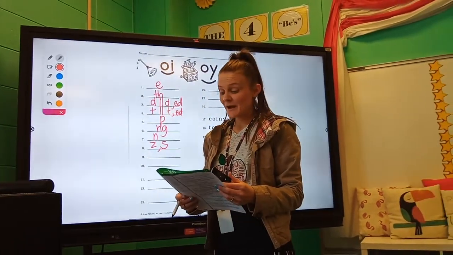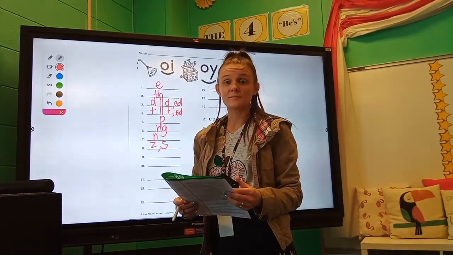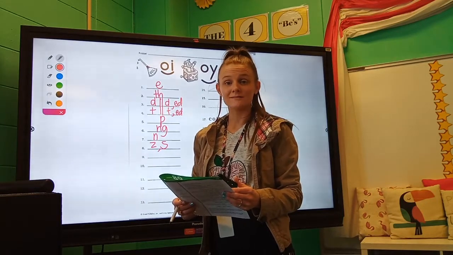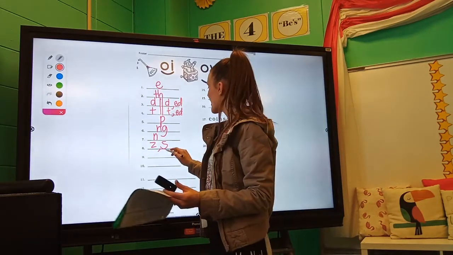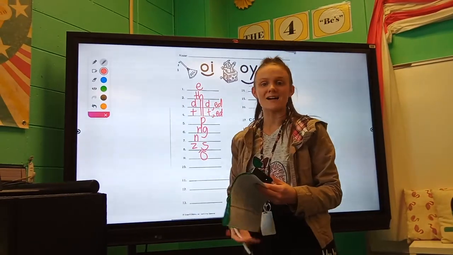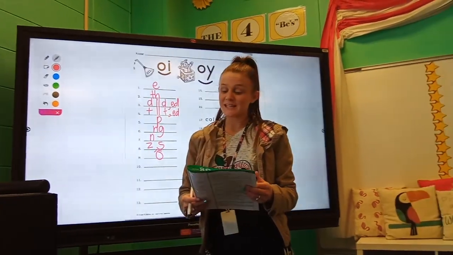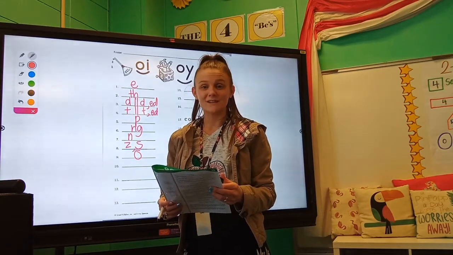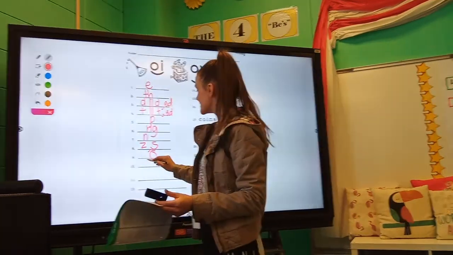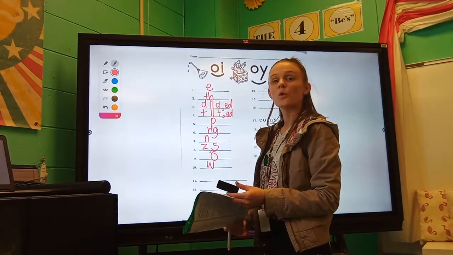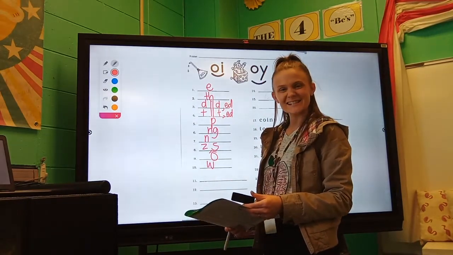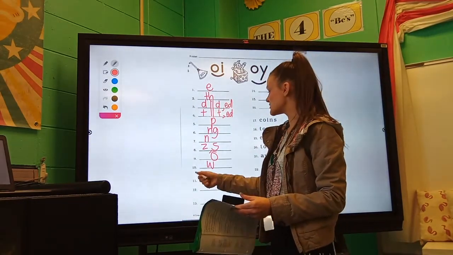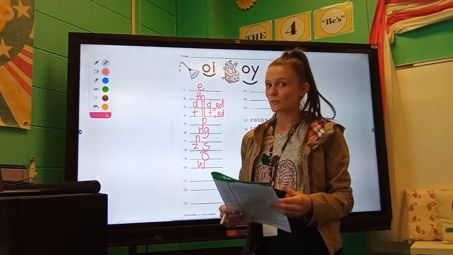For number 9, my letter sound is ah. Ah. Yes, letter O makes the ah sound. And for number 10, my letter sound is W. W. Letter W makes the W sound. Excellent job! Jumping on down here to numbers 11 and 12, we're going to spell some words.